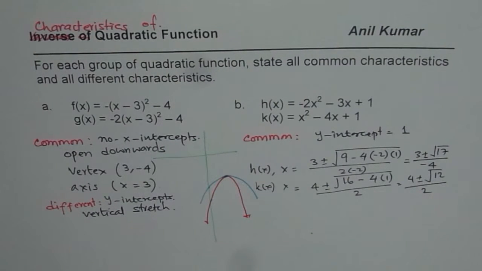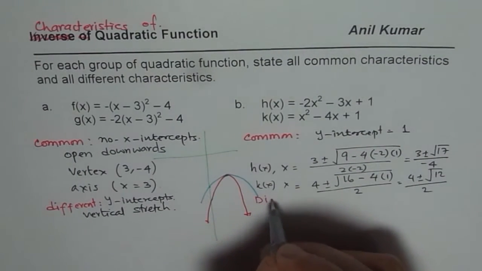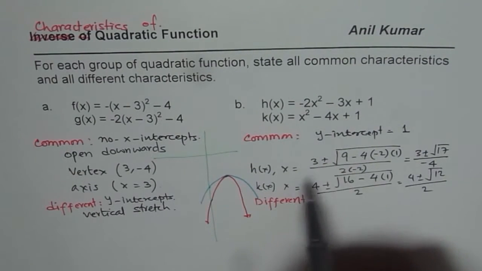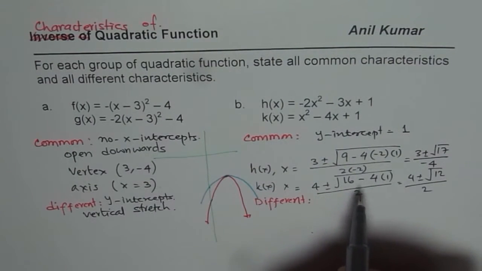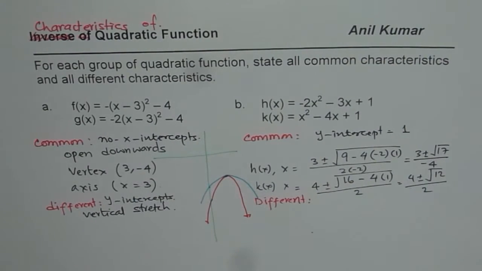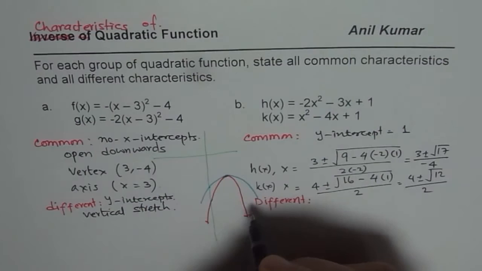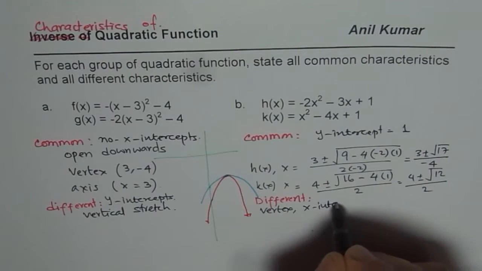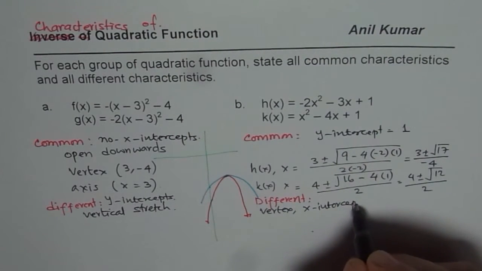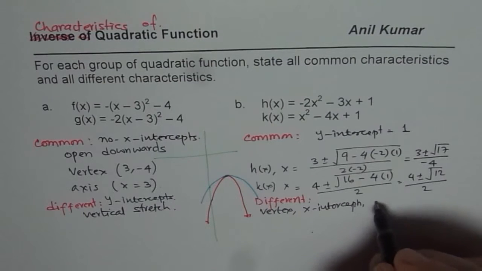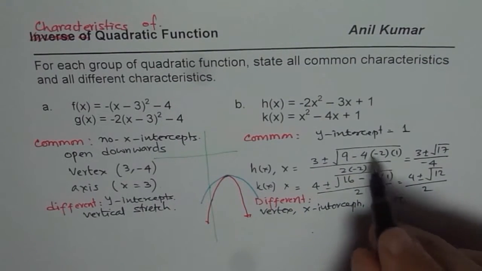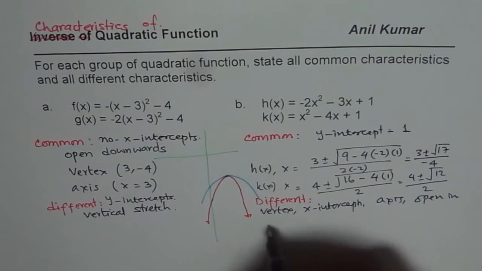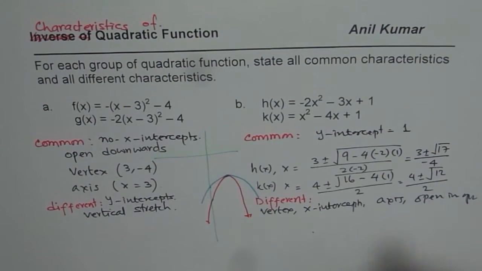So now we can write all differences. It is different in so many ways. All of the characteristics are different, including the vertical stretch. So the different characteristics are the vertex, x-intercepts (both have two intercepts, right?), and the axis. These are all different, and they both open in opposite directions. So these are all different.